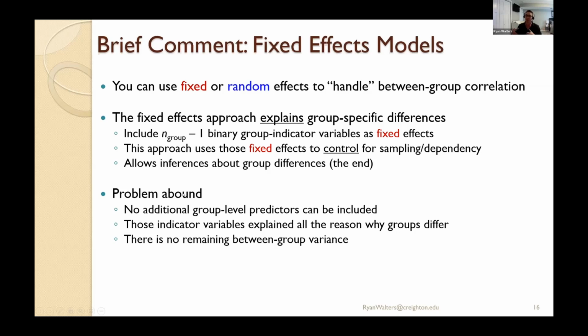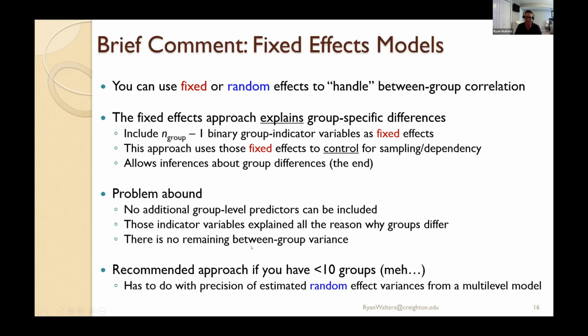So if you just want to know if there's differences and that's all you're interested in, a fixed effects approach is going to be fine. But if you want to know why, or what specific state level characteristics at level 2 are associated with those differences, you cannot include additional predictors at the state level in that model, because there is no remaining between group variance. You've already explained all of the reason why the groups differ by specifically identifying the state that they live in.